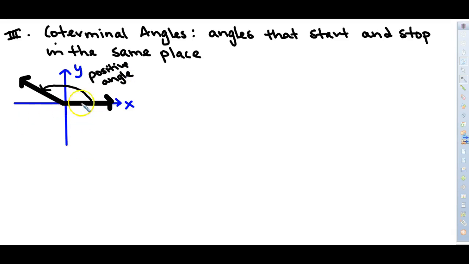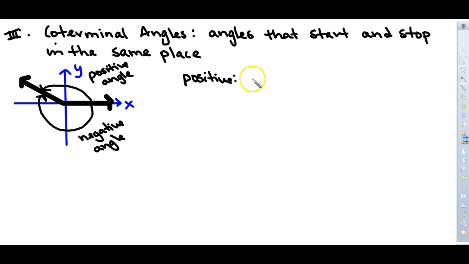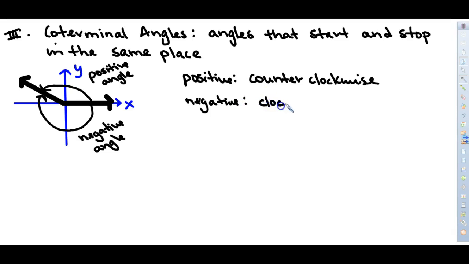But I could also have started here and rotated this direction and stopped in the same place, and that's a negative angle. So if you go in a positive angle, then that goes counterclockwise. That means you're rotating counterclockwise. And if you have a negative angle, then that means you rotated clockwise.